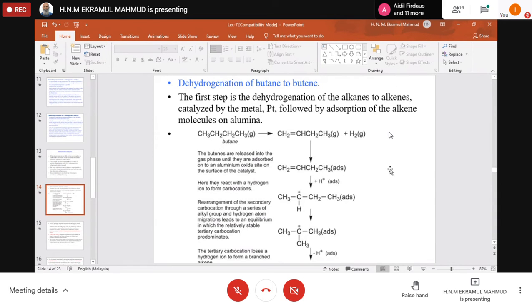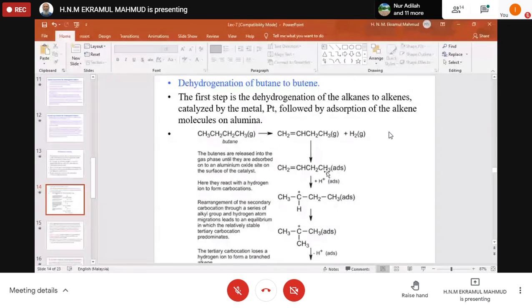Butadiene, synthetic butadiene rubber, or other things can be made with this butene. So that's why we have this butane, but a more useful product results if we can convert the butane to butene. The butenes are released until they are adsorbed on the platinum of the catalyst.